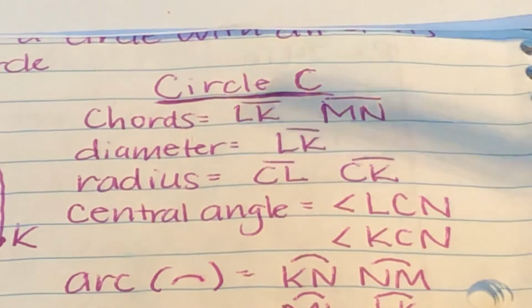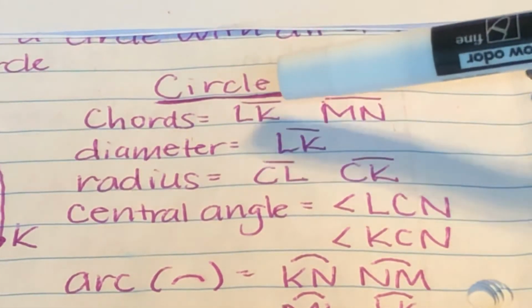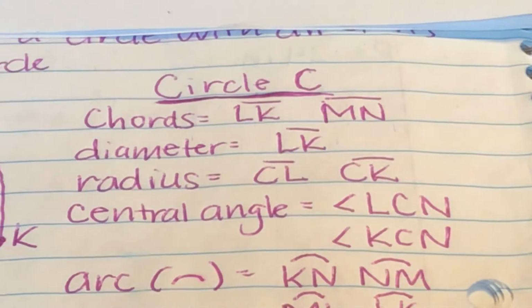So if we took a look at the same circle that I just went through, and you were writing the chords, you would write LK with capital letters, and you would write the line above it to represent the chord. MN, same way, 2 capital letters, line above it. So on your homework today, you'll just type 2 capital letters. Diameter, since this only had 1, you write it the same way, 2 capital letters, line above it. Radius, 2 capital letters, line above it.